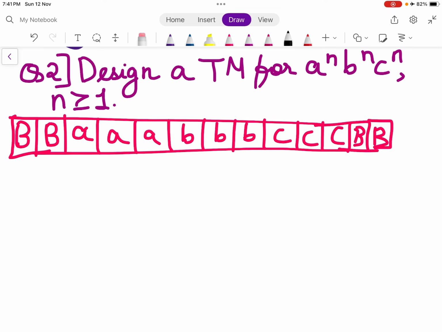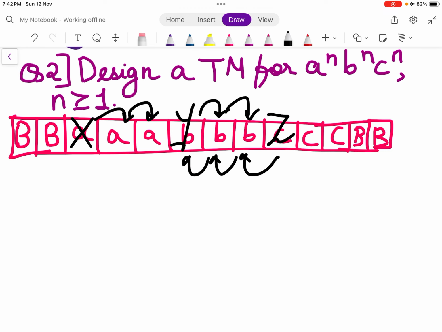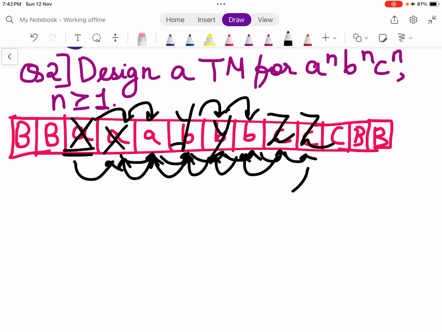Now on when you see a, you will replace it with an x, you will move ahead. When you see a b, you will replace it with a y. You will go on moving ahead until you see a c. When you see a c, replace it with a z. When you see a z, go back. When you see an x, move ahead, replace this a with an x. Then again move ahead, replace this b with a y, move ahead, replace this c with a z. Once you replace this, move behind.